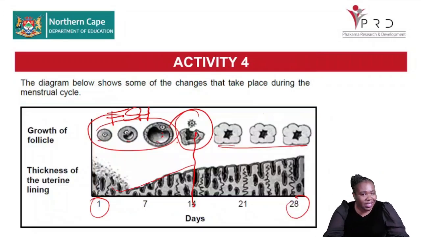All right, in our next lesson, we are going to be looking at the uterine cycle. As we have said, we're going to look at fertilization, implantation, as well as gestation.